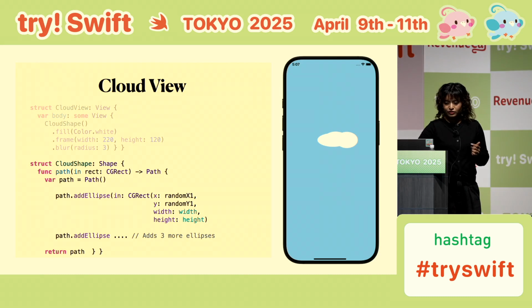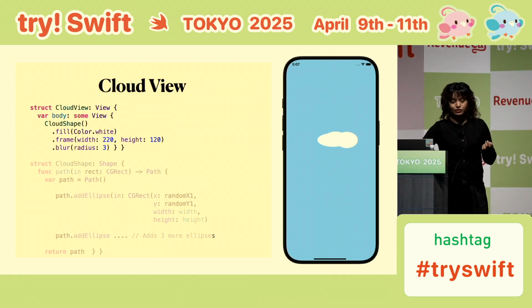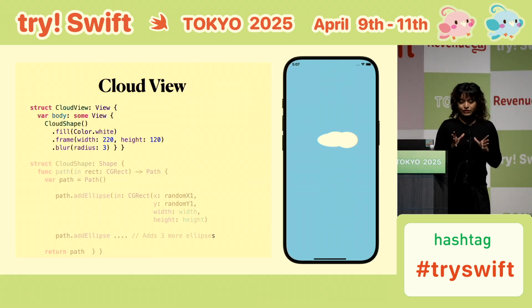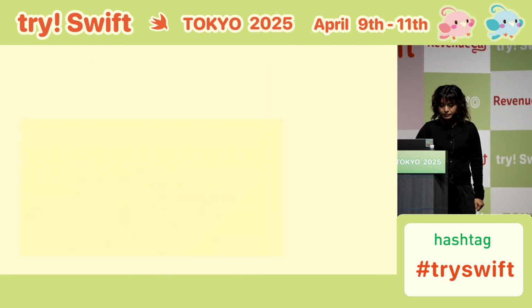After I draw that, in the cloud view I create the shape, fill it with some white color, apply some frame, and blur it. The blur is what gives the cloud a nice fluffy and realistic look. So the blur effect is necessary.